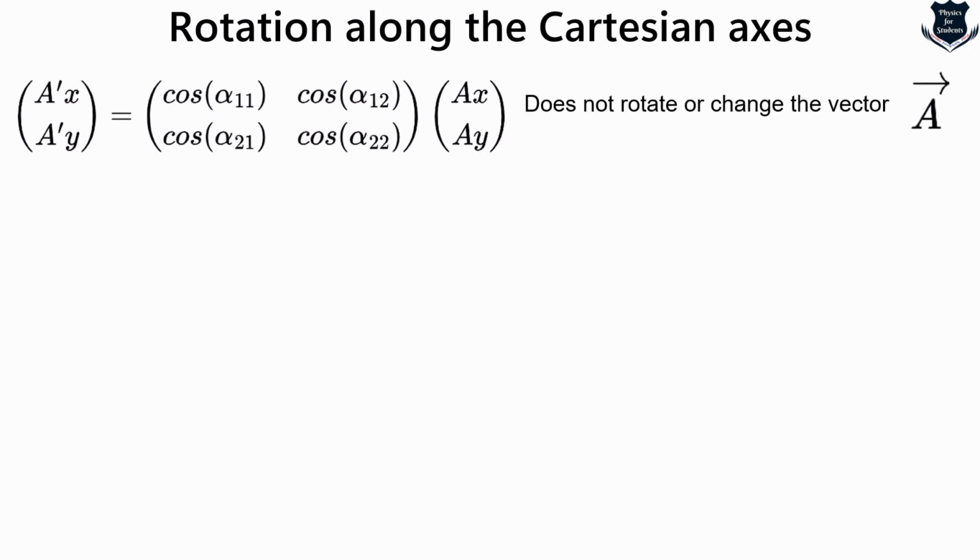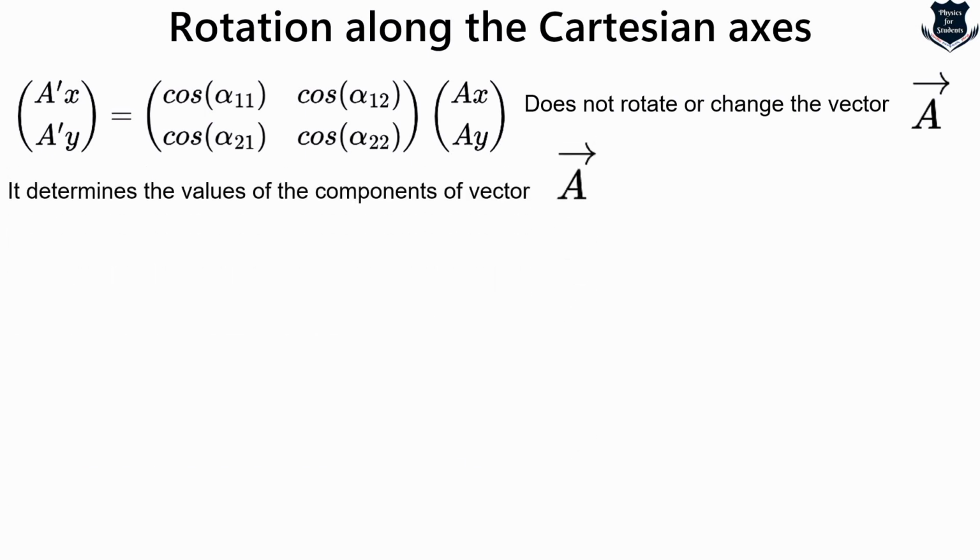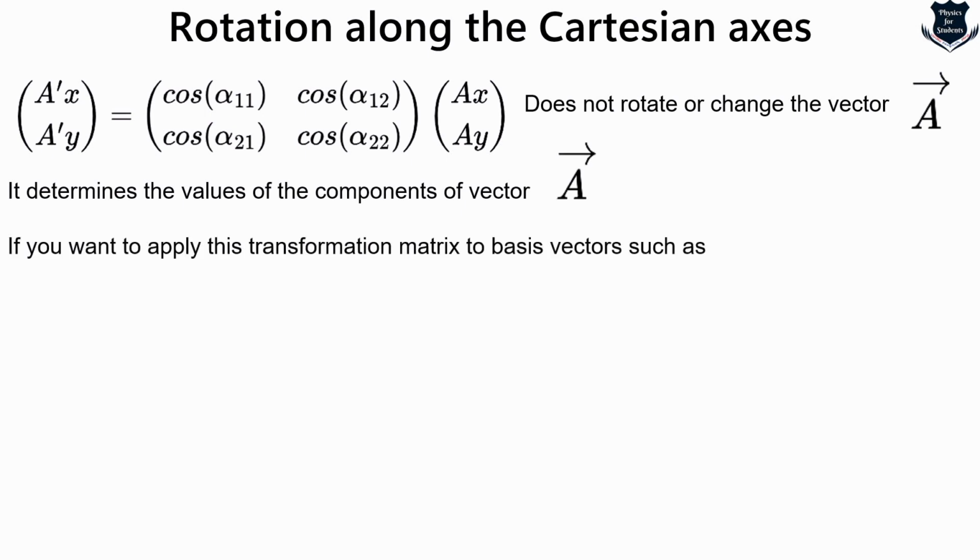So we should remember that this does not rotate or change the main vector a, but what it does is determine the values of the components of vector a. Now you might be thinking, okay, let us apply this transformation matrix to some basis vectors such as i (1, 0) and j (0, 1). Definitely you can do that, and that would be a good thing to see what it actually results in if you put in these values.